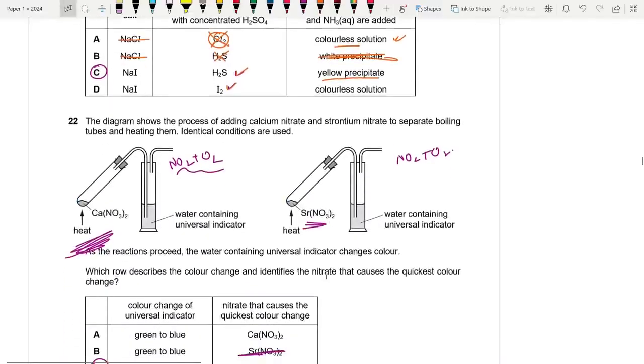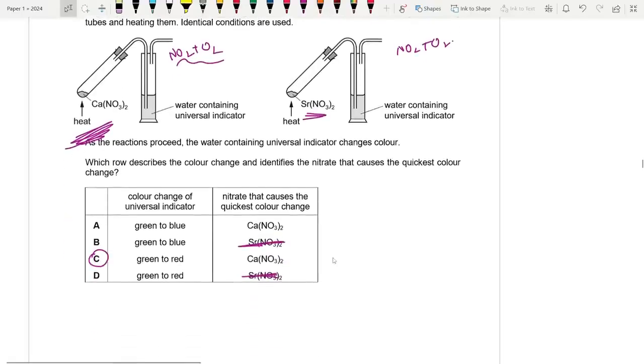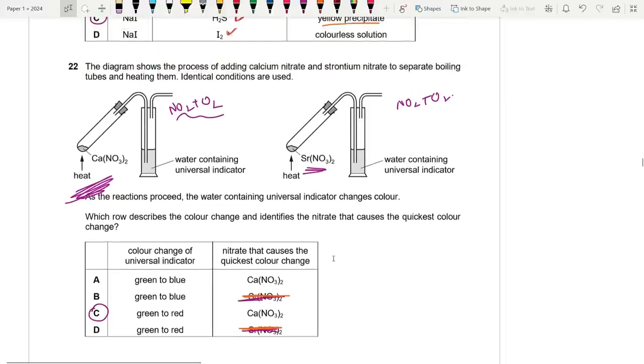Okay. The diagram shows the process of adding calcium nitrate and strontium nitrate to separate boiling tubes and heating them. Identical conditions are used, okay? So, another question on group 2 is group 2 carbonates and nitrates, the thermal stability. As you go down the group, the thermal stability of the nitrates and carbonates of group 2 actually increases down the group, okay? So calcium nitrate is above strontium, so it will decompose faster or quicker, okay? So that causes the quickest color change. Since calcium is above strontium, the change will occur quicker.